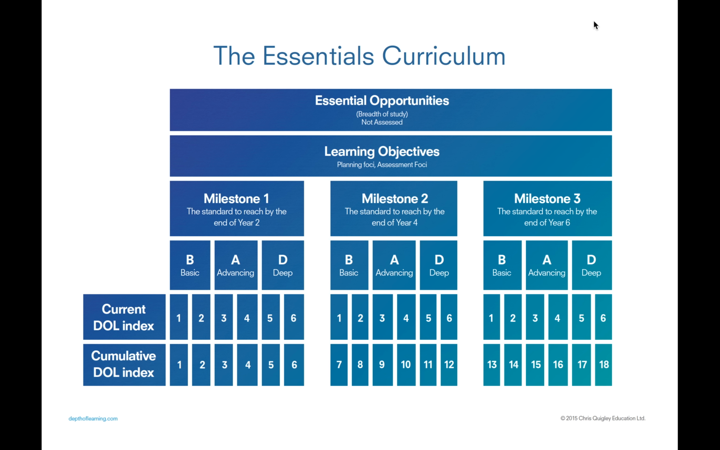and point 6. To measure progress, we use a cumulative depth of learning index, which takes their current depth of learning index from milestone 1 and then adds it to the new depth of learning index for milestone 2. So in that way, we can keep an eye on where they got to from the last milestone and add that to their new milestone indicator from the current depth of learning index.